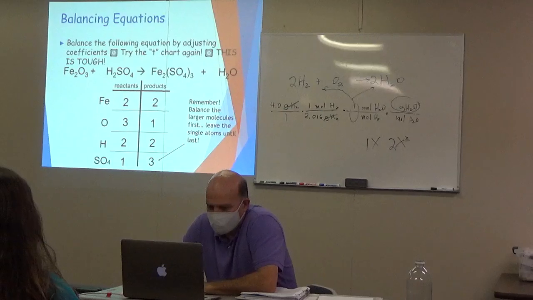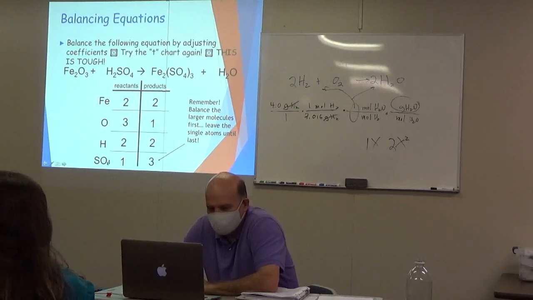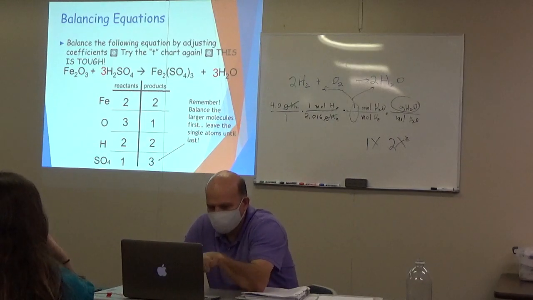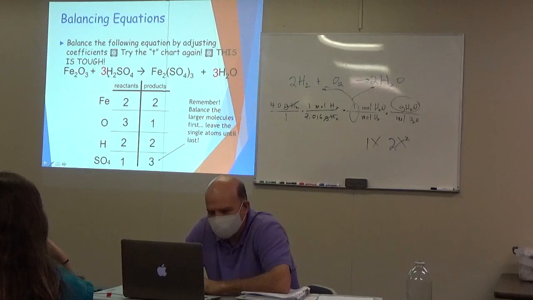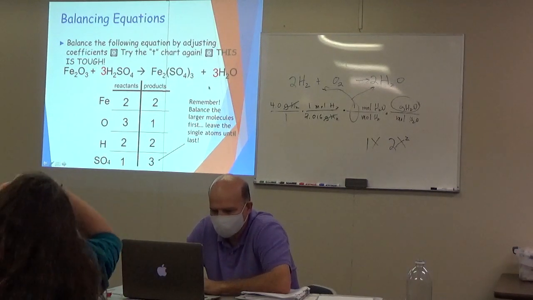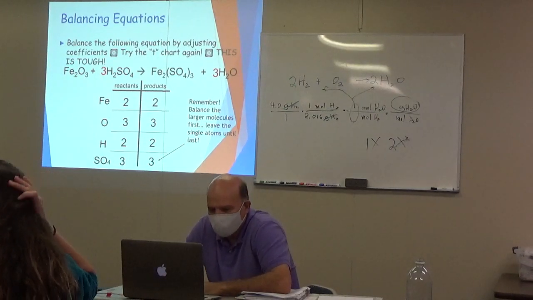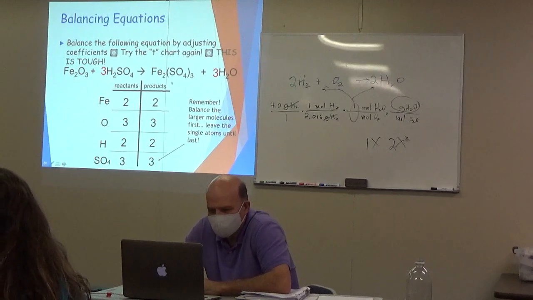So balance the larger molecules first. Leave the single atoms until last, the elements until last. And so I got a 3 there. So I'm going to say, let's put a 3 in front of over here, because that gives me the 3 sulfates, but then I've got to put a 3 in front of this because now I need more hydrogen. So that kept that the same. But now I also need more oxygen, don't I? The hydrogen is getting balanced, everything's getting balanced.